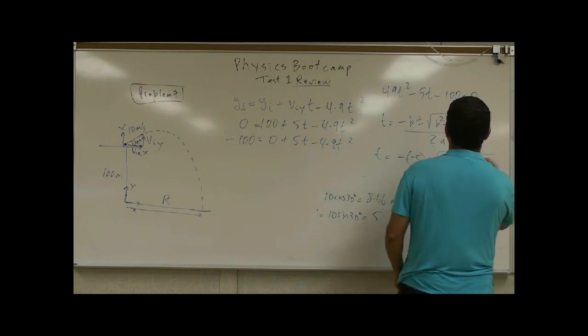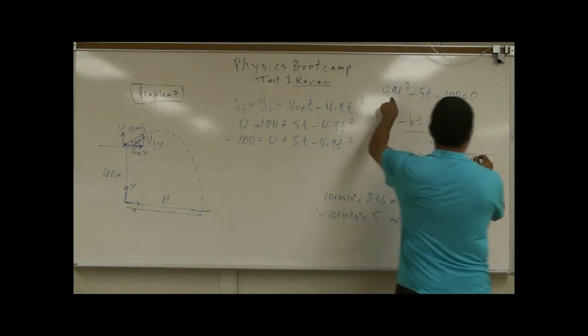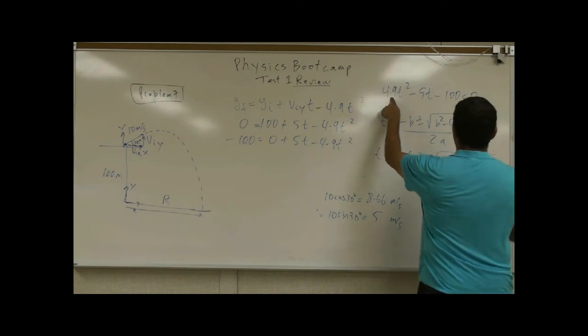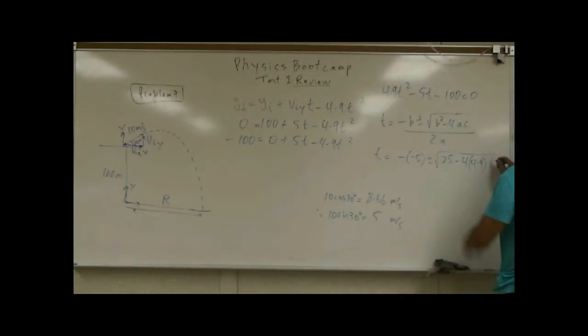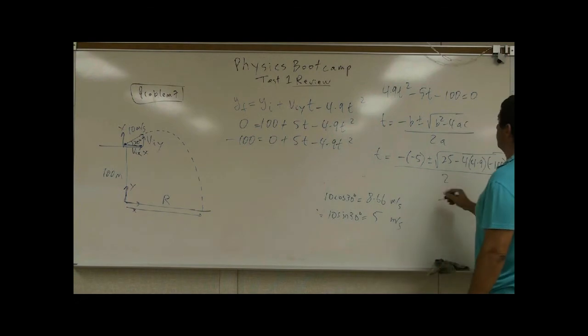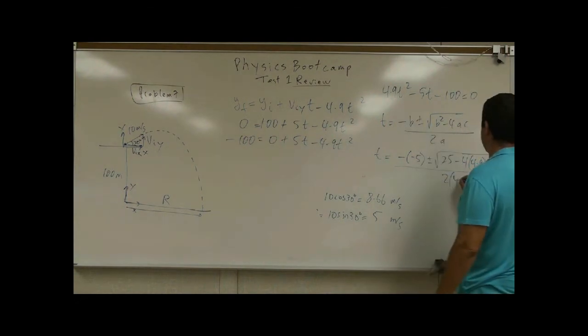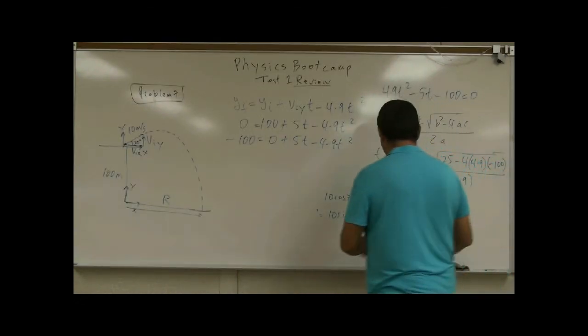Minus 4. What's my a? 4.9. What's my c? Negative 100. Divided by 2 times what? a, which is 4.9. So what's the answer to that?